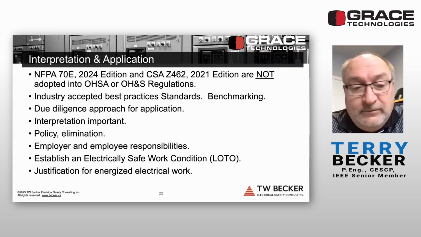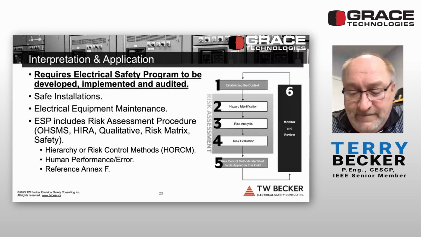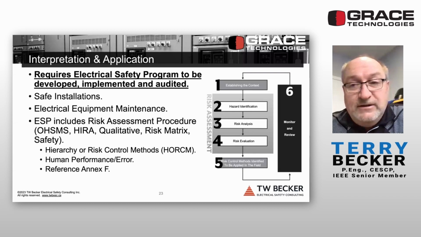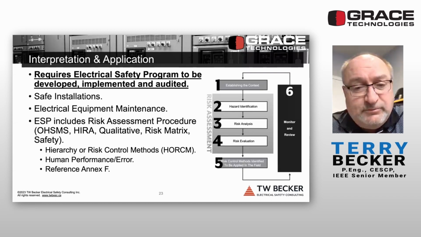Companies need to have a policy, and elimination is a priority. Employer-employee responsibilities, establishing an electrically safe work condition, and justification for energized electrical work. What is missed, in my opinion, is the requirement for a mandatory electrical safety program to be developed, implemented, and audited. Within that program, it should consider some information listed in 70E and Z462, but above and beyond that, the electrical safety program has to align with occupational health and safety management system standards. So we need to address safe installations and electrical equipment maintenance. The employer should complete an overarching risk assessment procedure, separate from the arc flash and shock risk assessments completed by the qualified person to get boundaries and arc flash and shock PPE, tools and equipment.